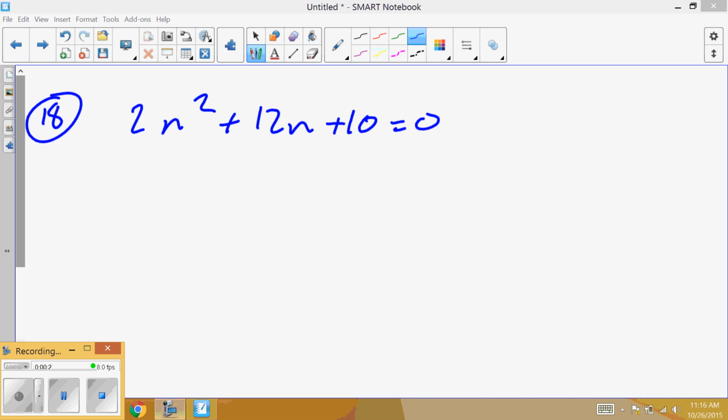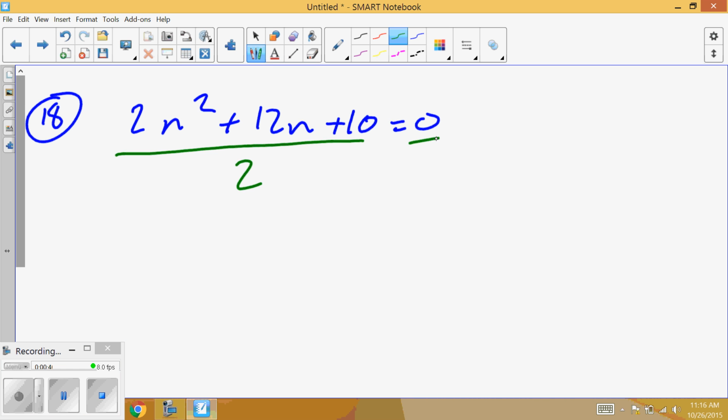Actually, I'm going to pause for a second. I notice something else with this too. I notice that 2 goes into all of those. Since I would rather work with smaller numbers, I'm going to divide everything, both sides, by 2. So I end up with n squared plus 6n plus 5 equals 0.